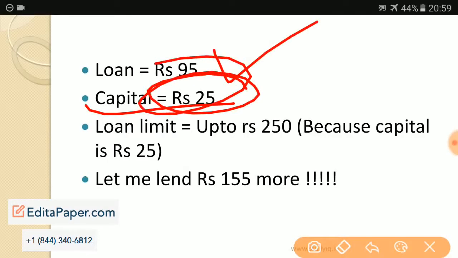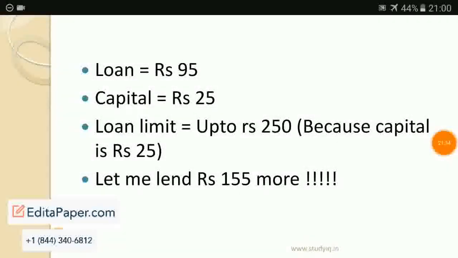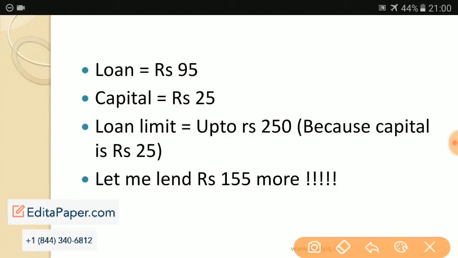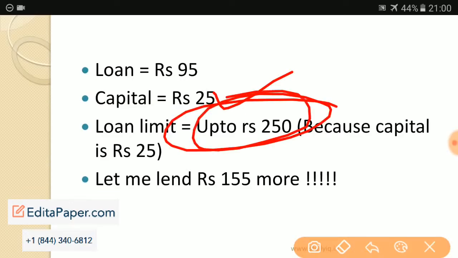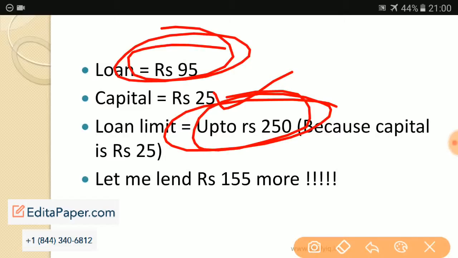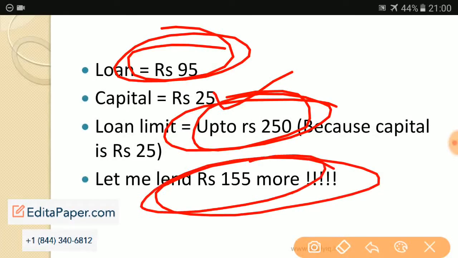And so we saw two benefits of capital infusion. One is the recognition and resolution of NPAs, and second is that we can give more and more loans. Because of the capital infusion, we can lend up to 250 rupees, and we have currently given out only 95 rupees as loan. So we can give 155 rupees more as loans to different corporate sectors.